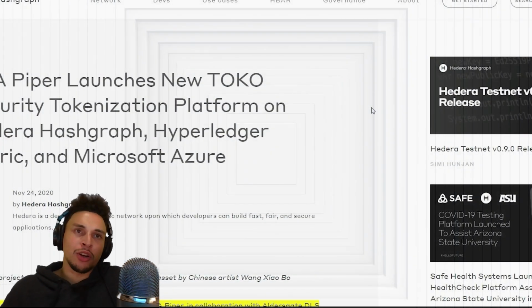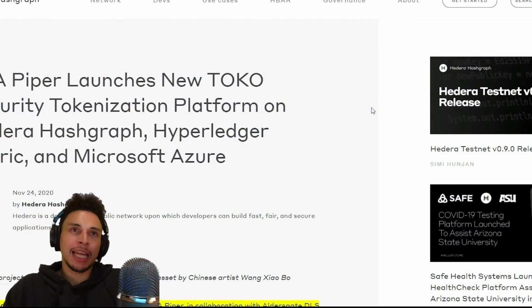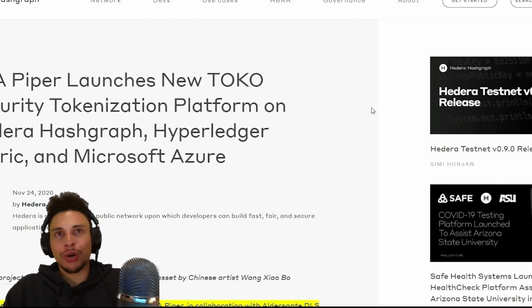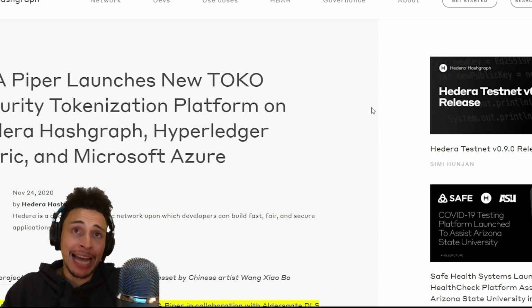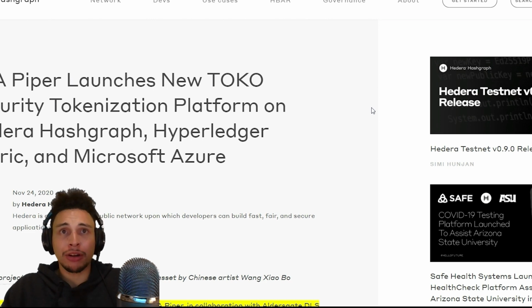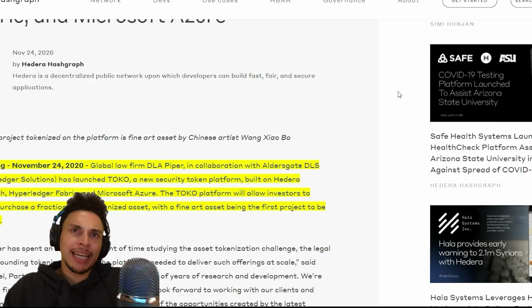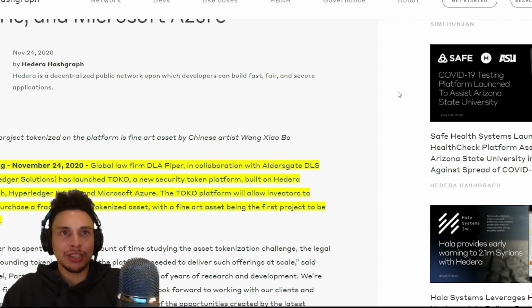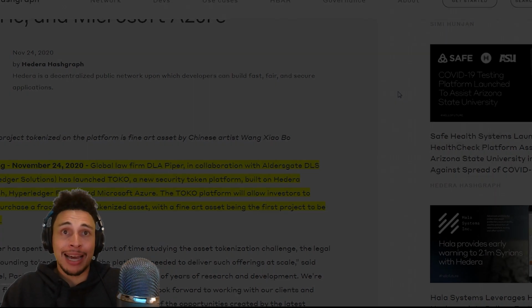And lastly, dated November 24th of 2020: DLA Piper launches new Toko security tokenization platform on Hedera Hashgraph, Hyperledger Fabric, and Microsoft Azure. Global law firm DLA Piper, in collaboration with Aldersgate DLS Digital Ledger Solutions, has launched Toko, a new security token platform built on Hedera Hashgraph, Hyperledger Fabric, and Microsoft Azure. The Toko platform will allow investors to digitally purchase a fraction of the tokenized asset, with a fine art asset being the first project to be tokenized.